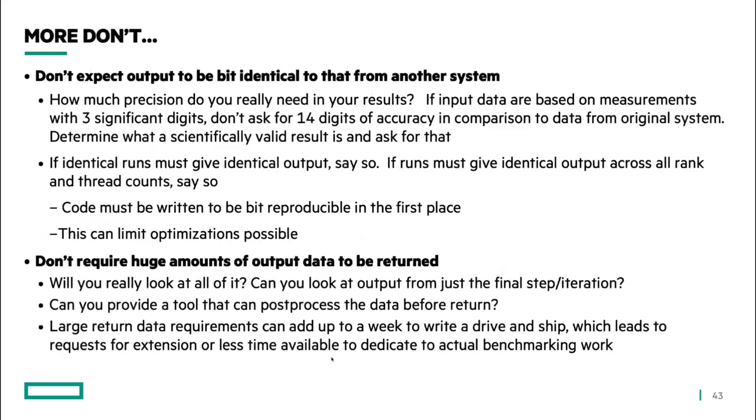Don't expect output to be bit identical to that from another system. Think about the amount of precision you need. Think about the accuracy that you really have. If for some reason you insist you get identical runs giving identical output, say so. That can limit optimizations. For example, different MPI barriers and reductions happen in different sequences depending on the rank count. If you want to have it absolutely identical, we may have to restrict what we can do.